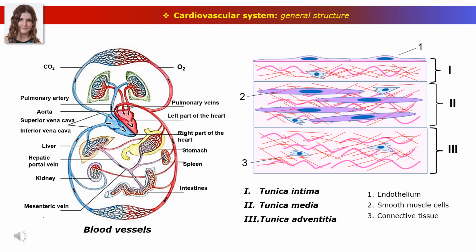The tunica intima is always lined with a single layer of squamous epithelium, called endothelium, which is fused with a subendothelial layer of loose connective tissue through a basement membrane.